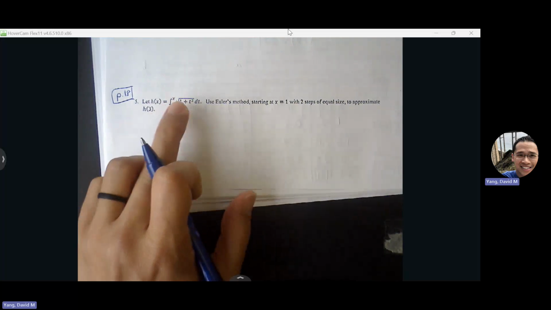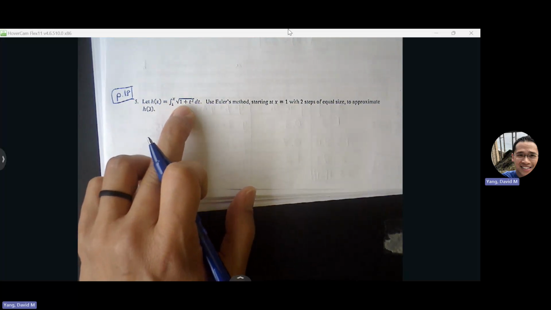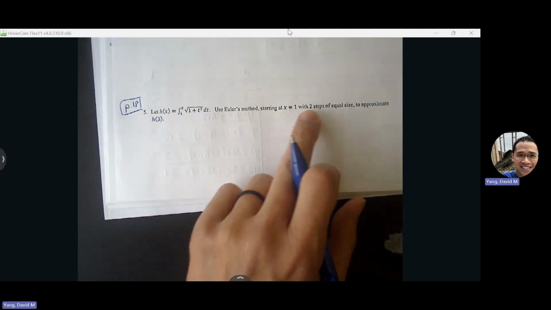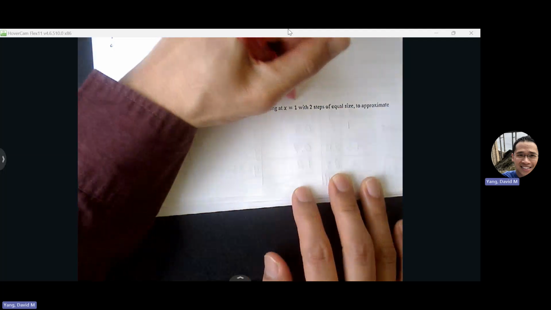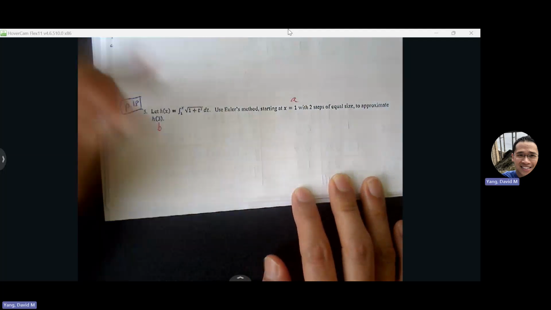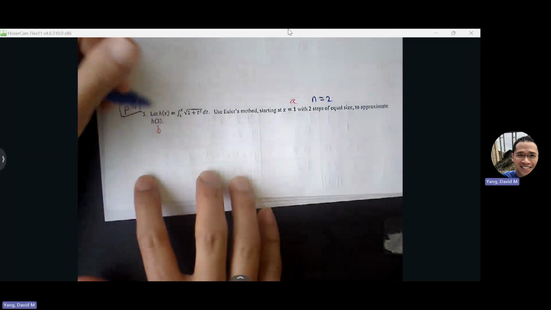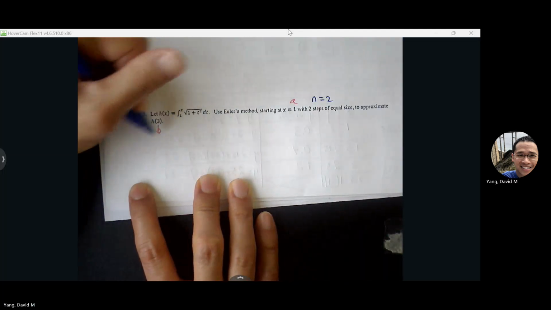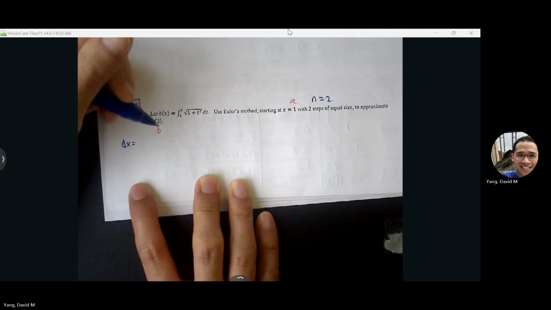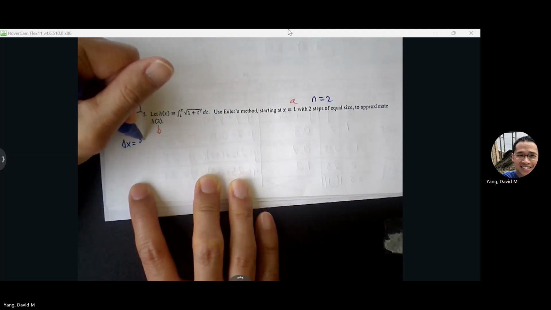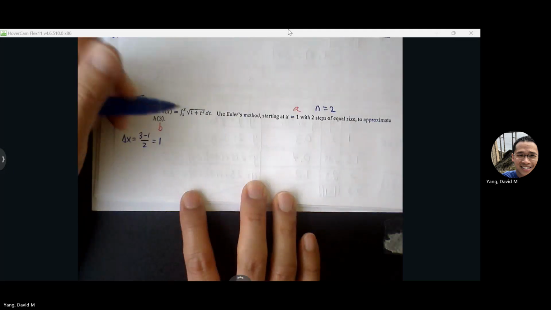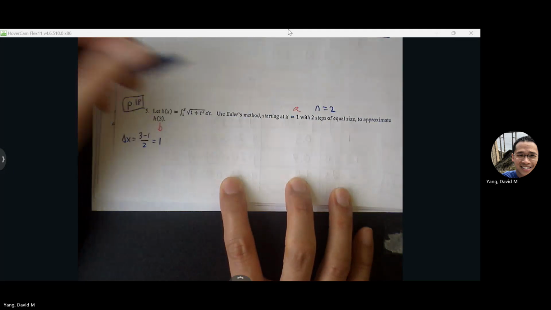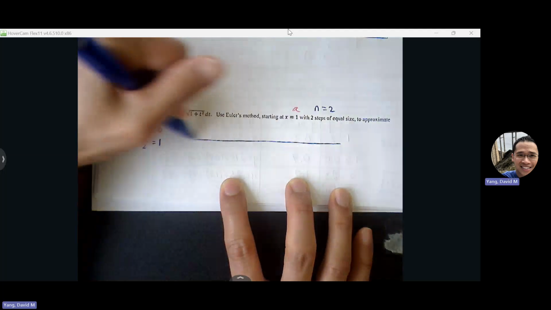Okay, so let h of x be the definite integral from 1 to x of root 1 plus t squared. Use Euler's method starting at 1 with 2 steps to approximate h of 3. So we have our a value at 1, we have our b value at 3, and then 2 steps, so that's going to be our n value. Okay, so let's start off with delta x. B minus a over n. Start off with your chart.